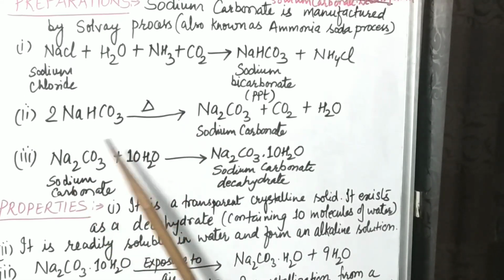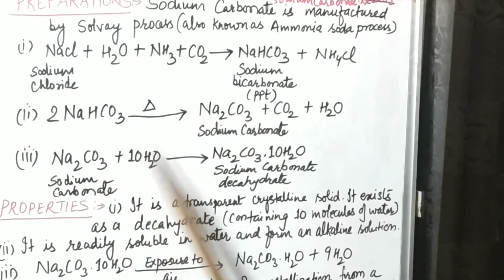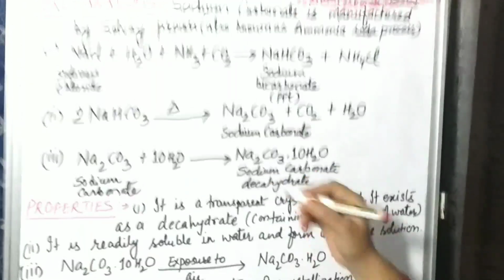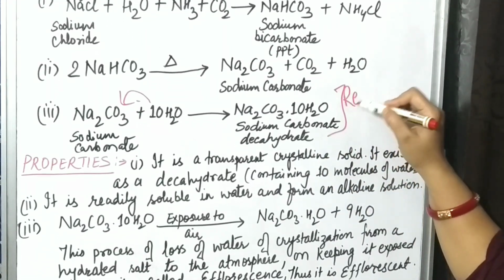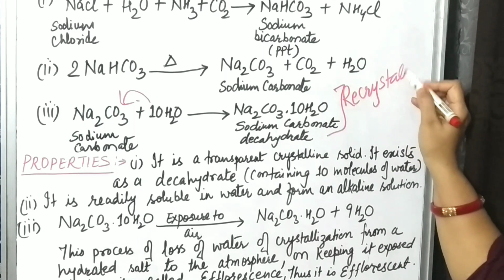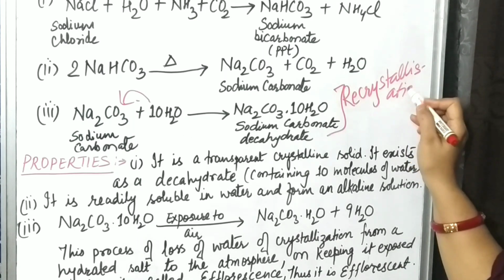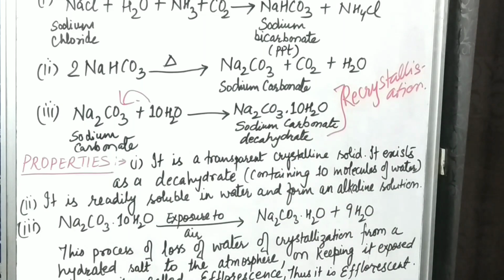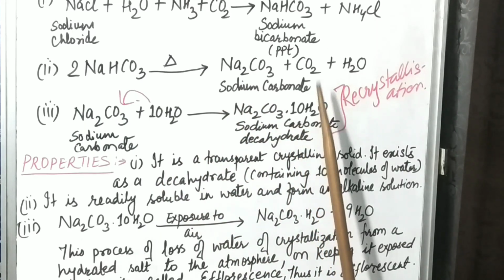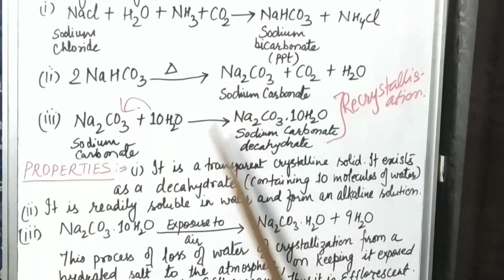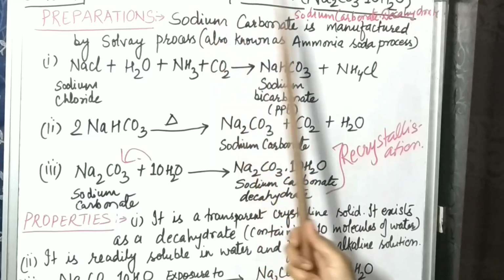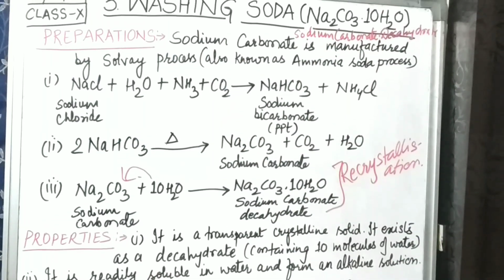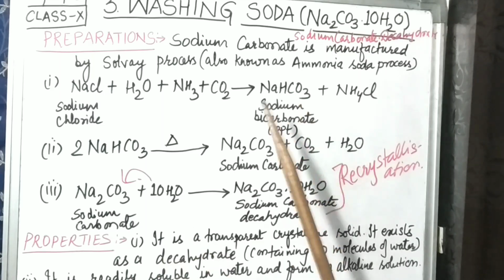Now this sodium carbonate is again recrystallized, means 10H2O is added to it, and this whole process is known as recrystallization. Recrystallization, means addition of water to a compound to form crystals. I hope you have understood all three steps. Finally we have got sodium carbonate decahydrate, which is also called washing soda, which is present in your home, my home, everybody's home.